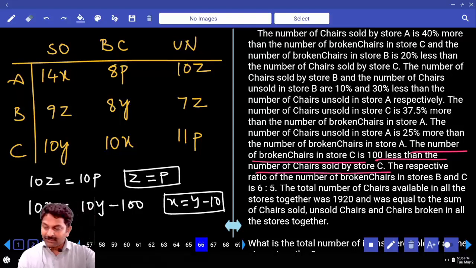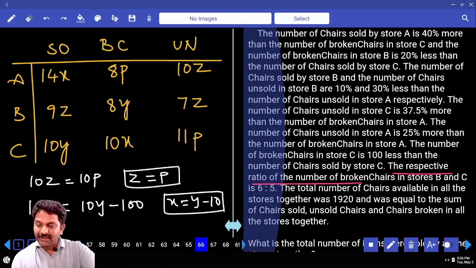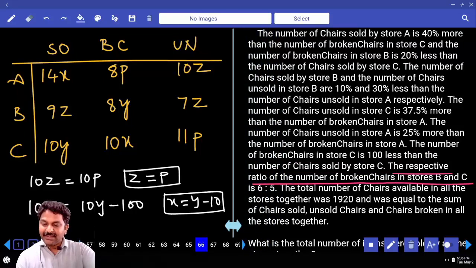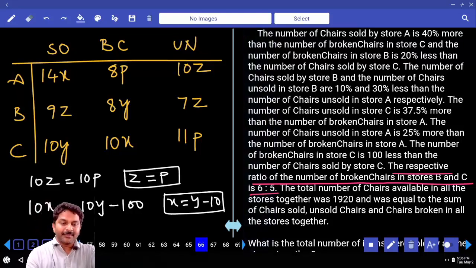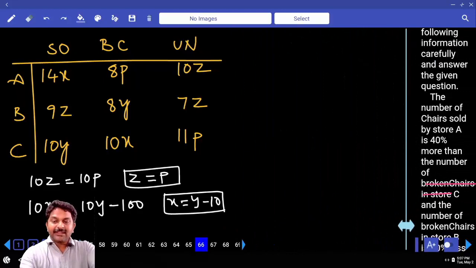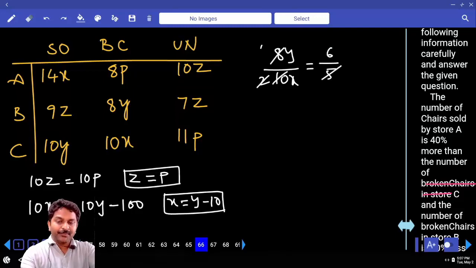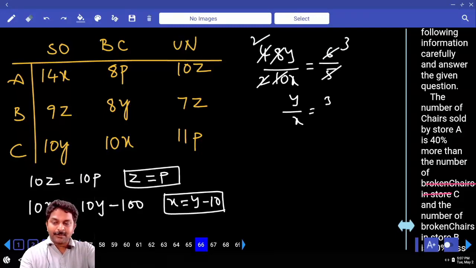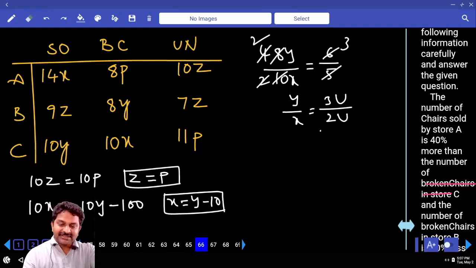Okay, continue. The respective ratio between the number of broken chairs in B and C is 6:5. Broken chairs in B, 8y, C, 10x. Ratio 6:5. That means 8y by 10x is equal to 6 by 5. Cancelling, 2 times 2, 4 times 2, 2s and then 3 times 2. That means y by x is equal to 3 by 2 only? Yes or no?